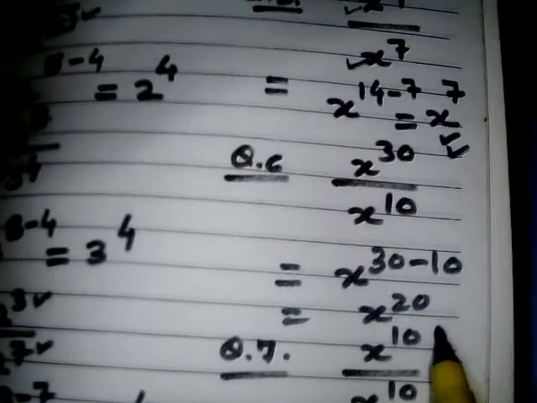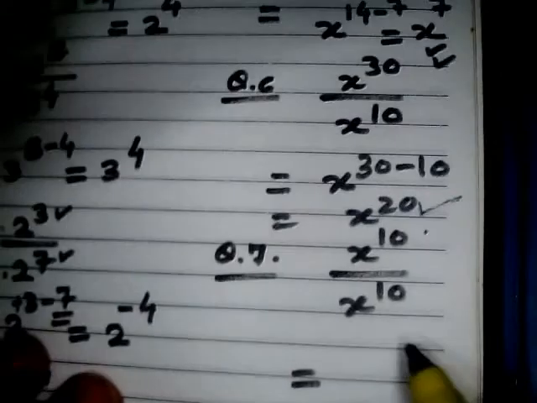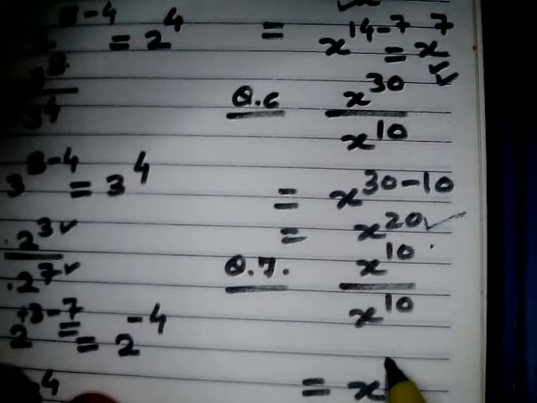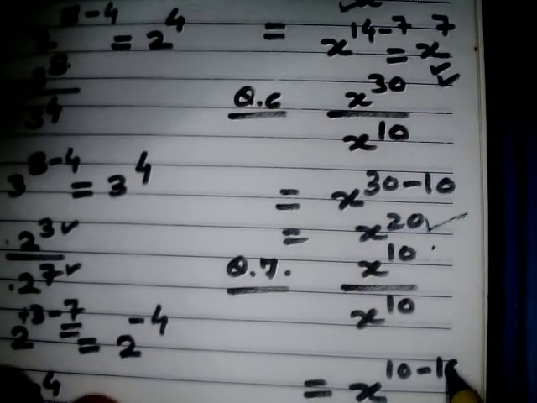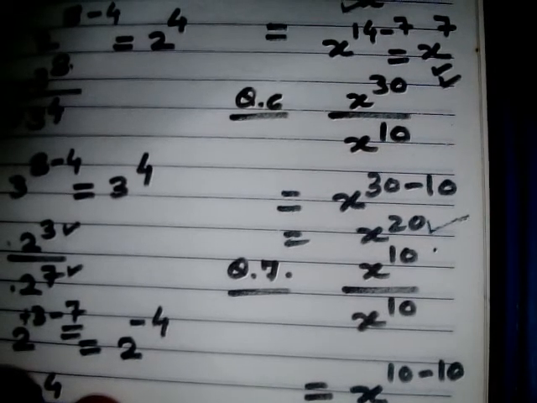Now here, the last question, x to the power 10 and the down part is also 10. So 10 minus 10 is 0, and we know something raised to the power 0, that value is always 1.